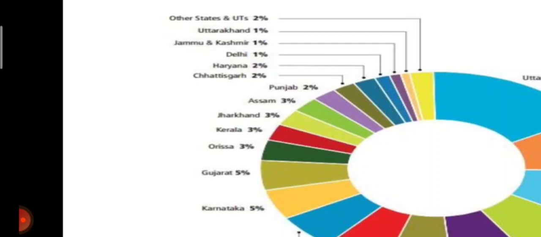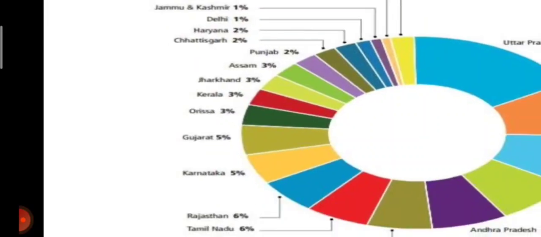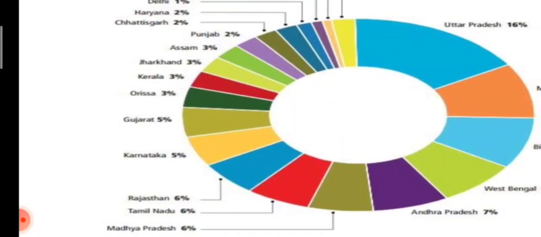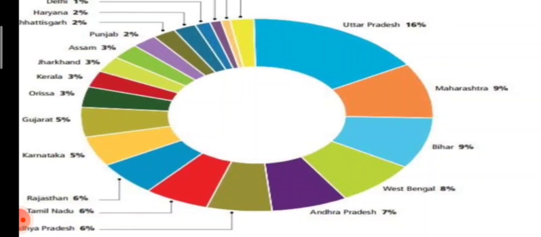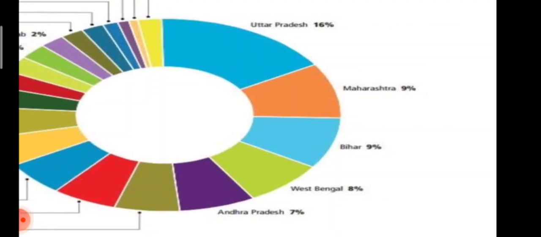Uttarakhand 1%, Jammu Kashmir 1%, Delhi 1%, Haryana 2%, Chhattisgarh 2%, Punjab 2%, Assam 3%, Jharkhand 3%, Kerala 3%, Odisha 3%, Gujarat 5%, Karnataka 5%, Rajasthan 6%, Tamil Nadu 6%, Madhya Pradesh also 6%, and UP 16%, Maharashtra 9%, Bihar 9%, West Bengal 8%, and Andhra 7%.